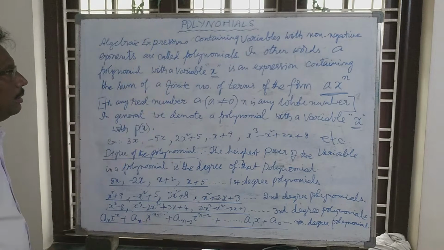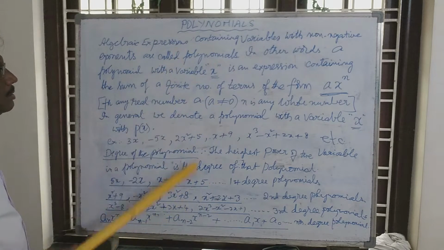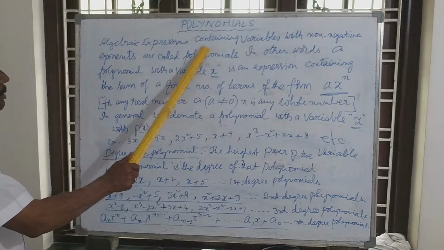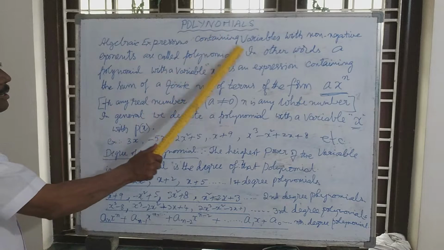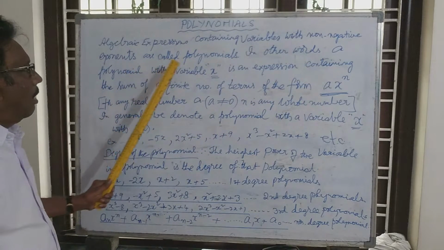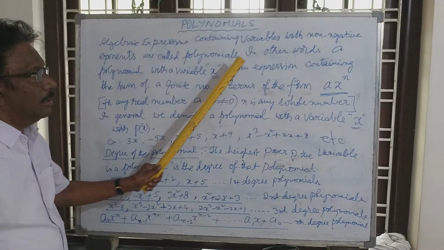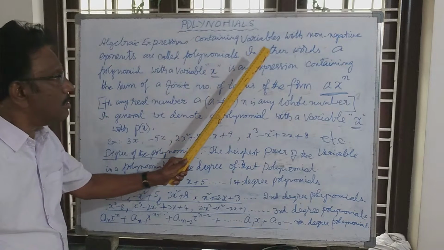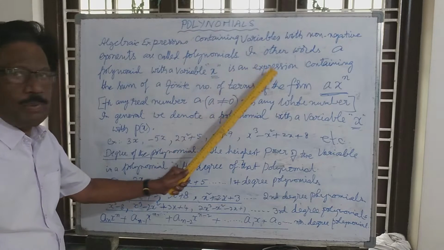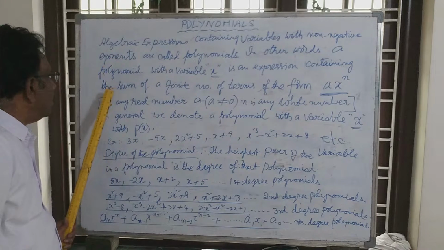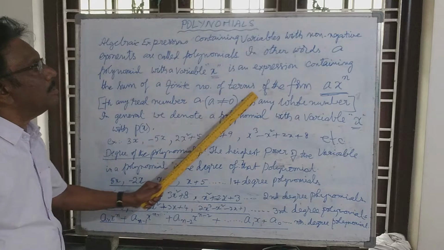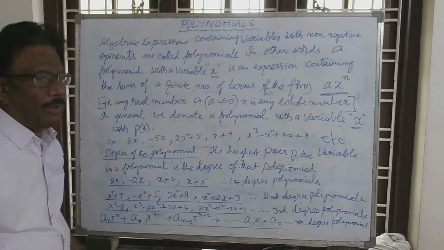We start with the definition of a polynomial. What is a polynomial? Algebraic expressions containing variables with non-negative exponents are called polynomials. In other words, a polynomial with a variable x is an expression containing the sum of a finite number of terms of the form ax to the power of n.